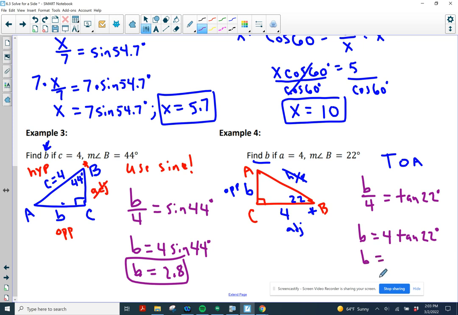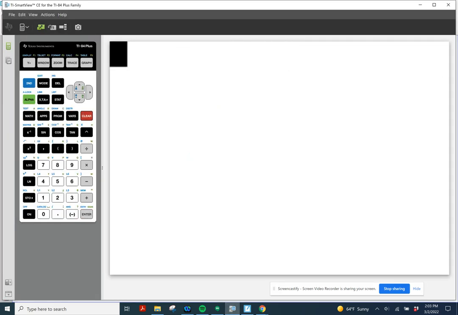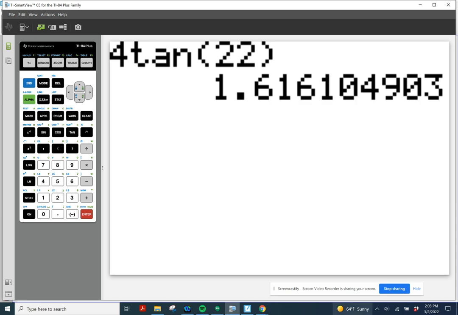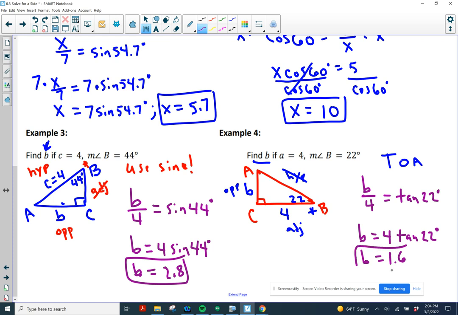We grab our calculator. We come up with b equals 1.6. Now let's check that out for sure. 4 times the tangent of 22 degrees, 1.6. Okay, 1.6. So there's our answer. B equals 1.6. And we are done.